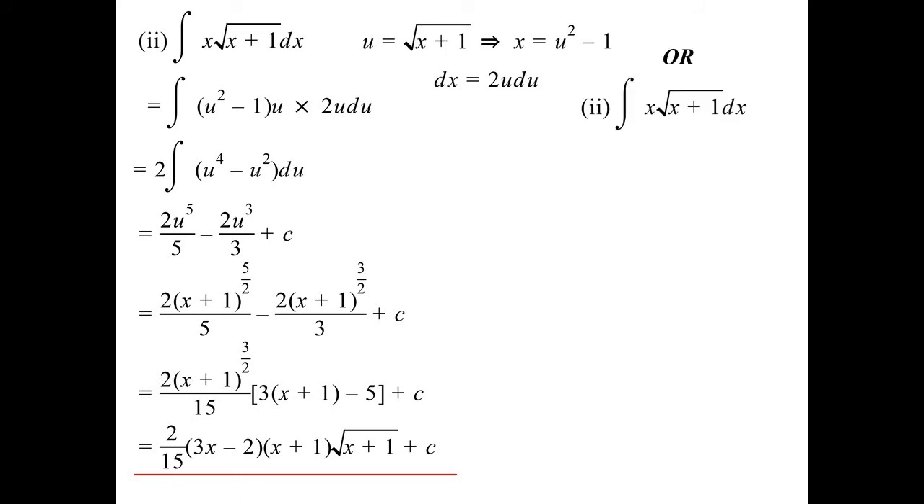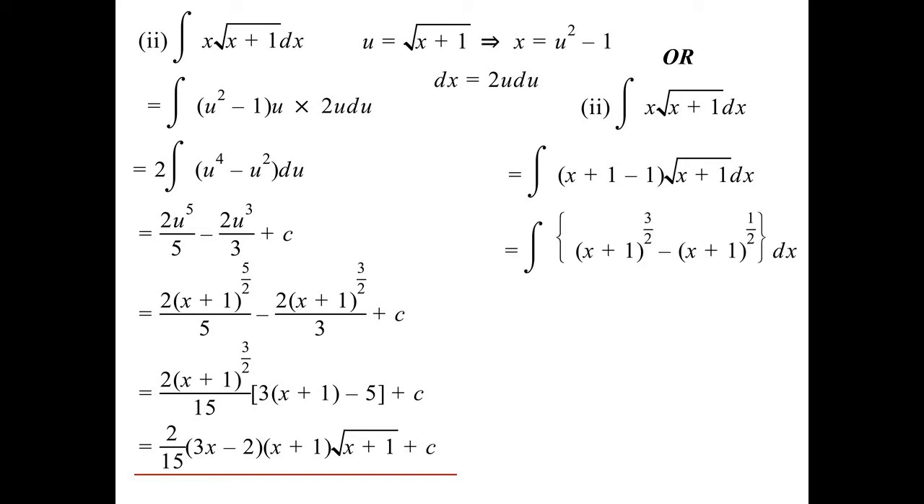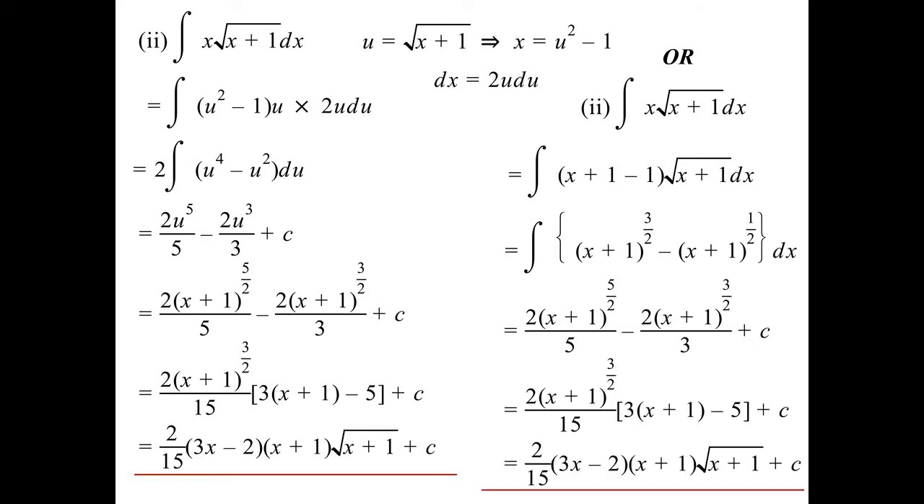Of course, another way I could have done that one: I could manipulate the algebra out the front. So I'm going to rewrite that as x plus 1 minus 1, because then I can write it now as two things. I've got (x plus 1) to the power of 3 on 2 minus (x plus 1) to the half. They're linear functions to a power, so I can just add 1 to the power over the power, and we get to where we were before. Another way we could have approached that one.